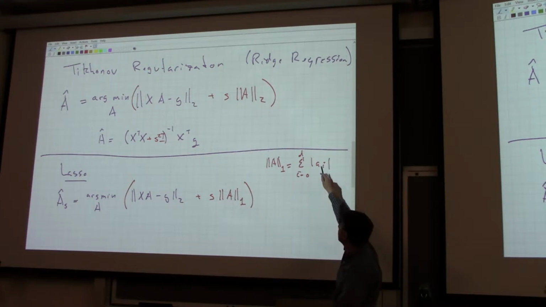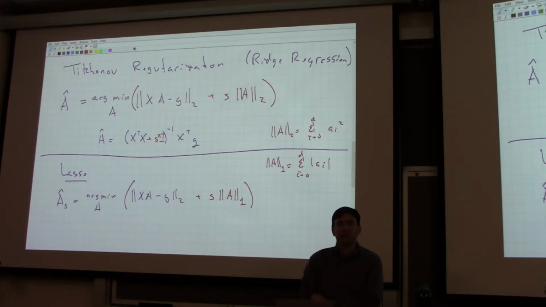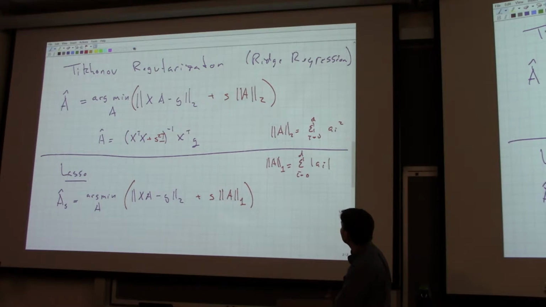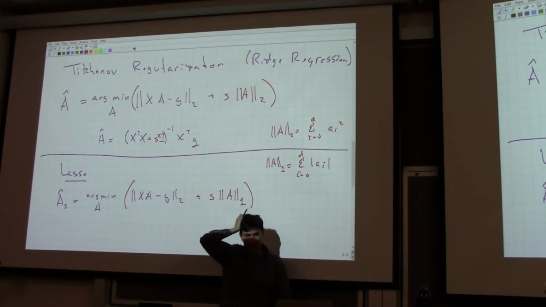It's the sum of the absolute values, where this one, remember, you can just say a_i squared. That was the sum of the square of the coordinates. So this seems like a small difference. It turns out this one does not have a simple closed form solution like this anymore.